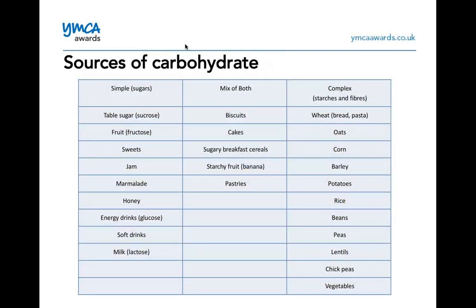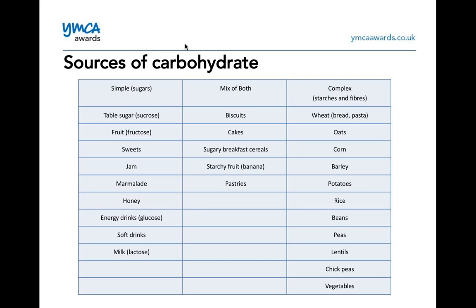In terms of where we would get these sources from, our simple sugars are found in the list below. So obviously you've got table sugar, honey, marmalade, jam, energy drinks, milk, soft drinks. This is stuff that's going to give you an instant kick. So if you were doing an event, a sprint or something like that, you may consume this before the event, so it gives you some sugar to spike your body so that you can go faster for a short period of time. It's going to give you a quick high, but then you'll probably crash because of the sugar.